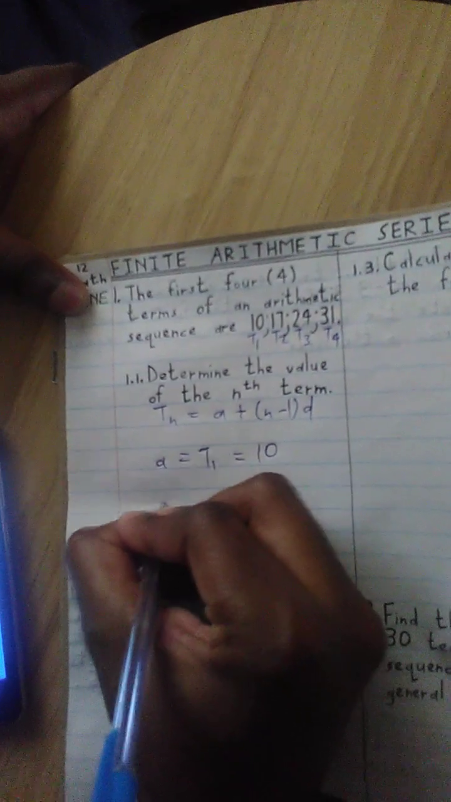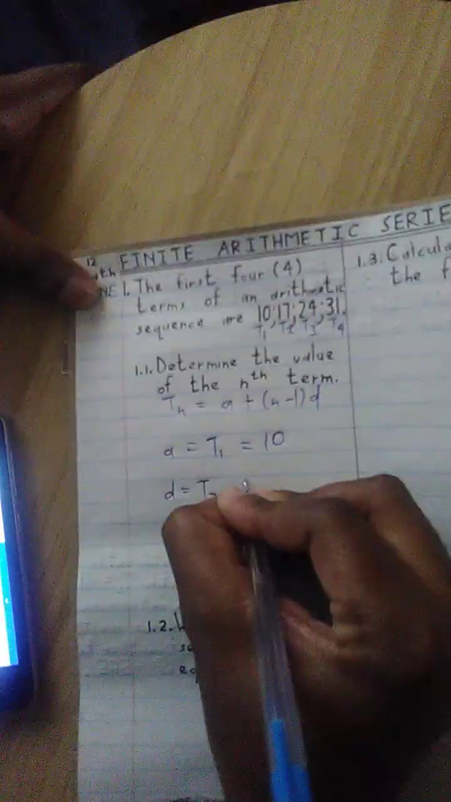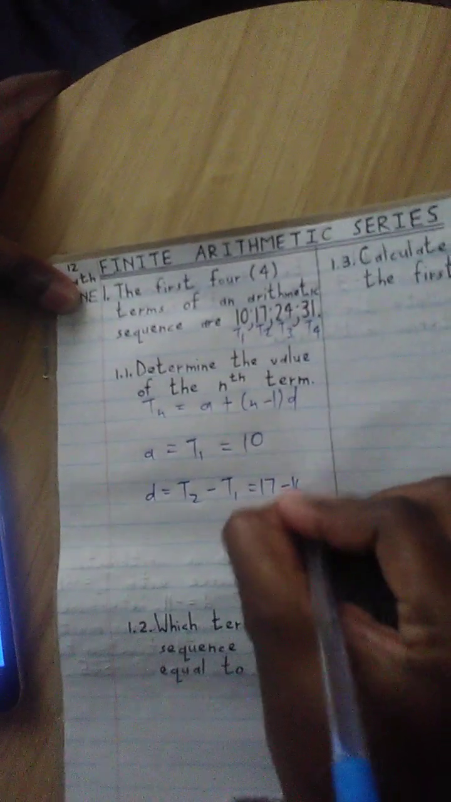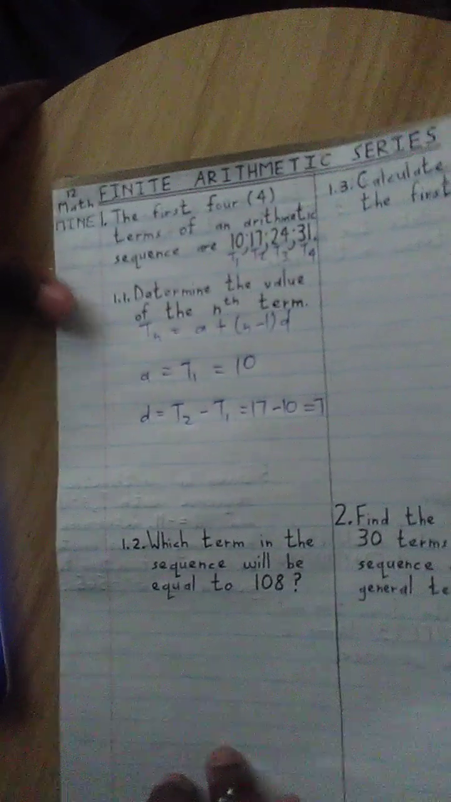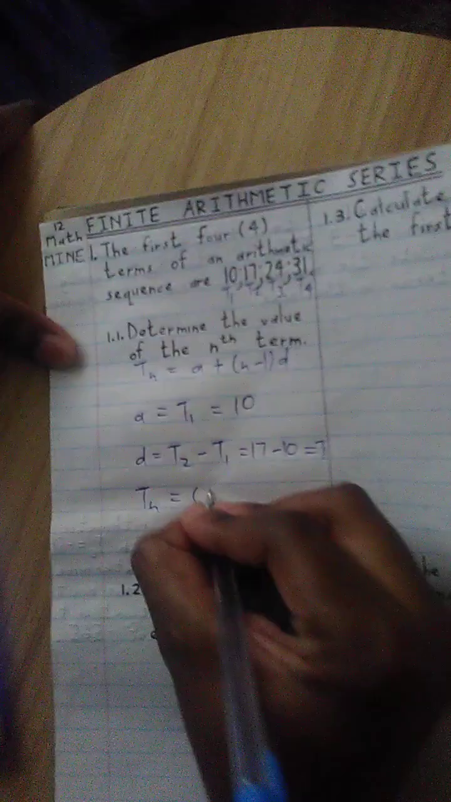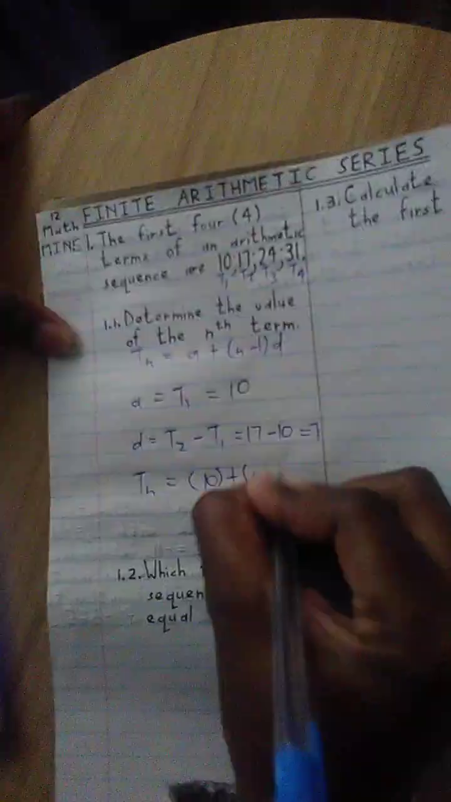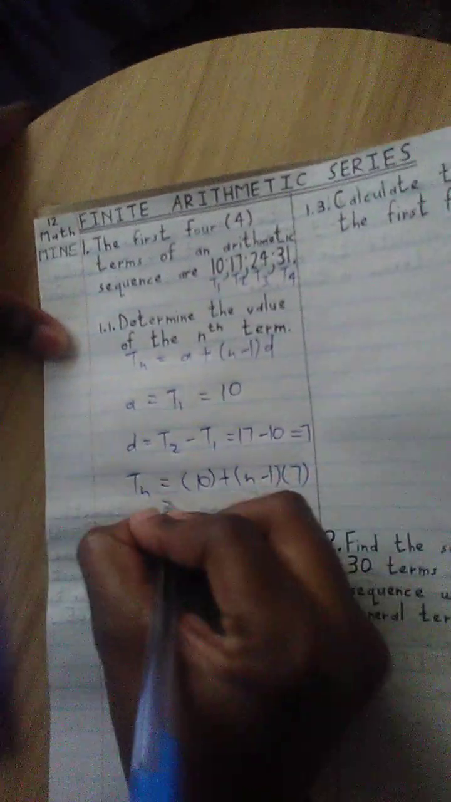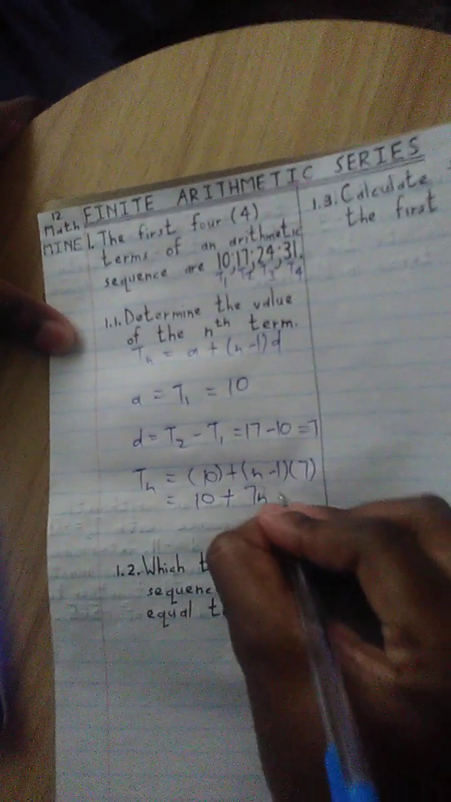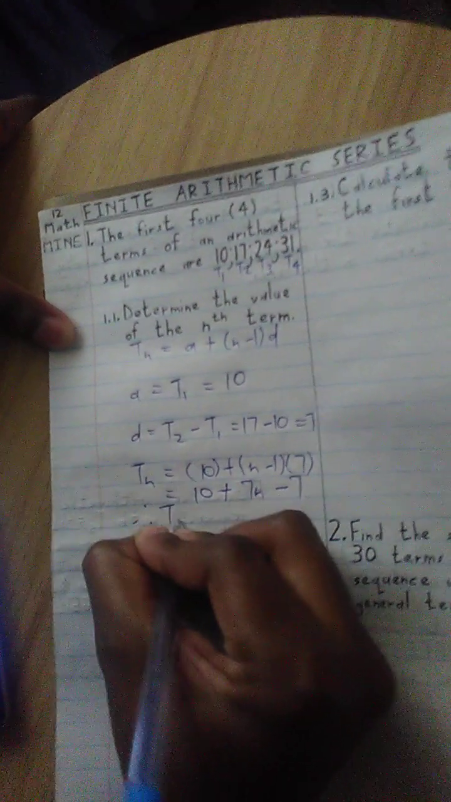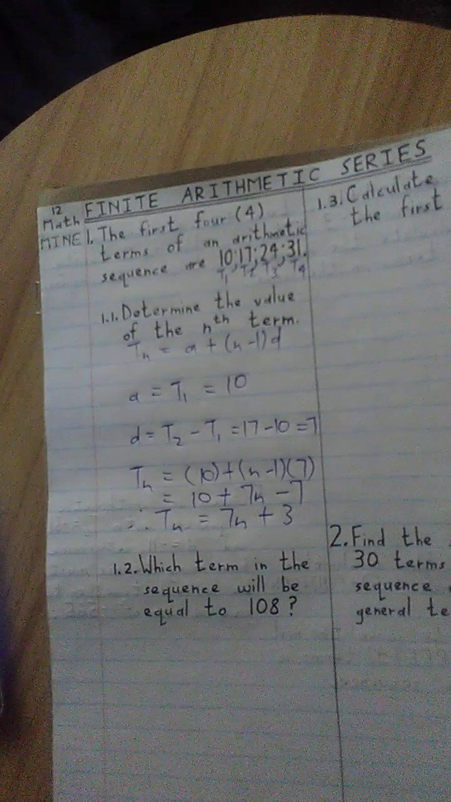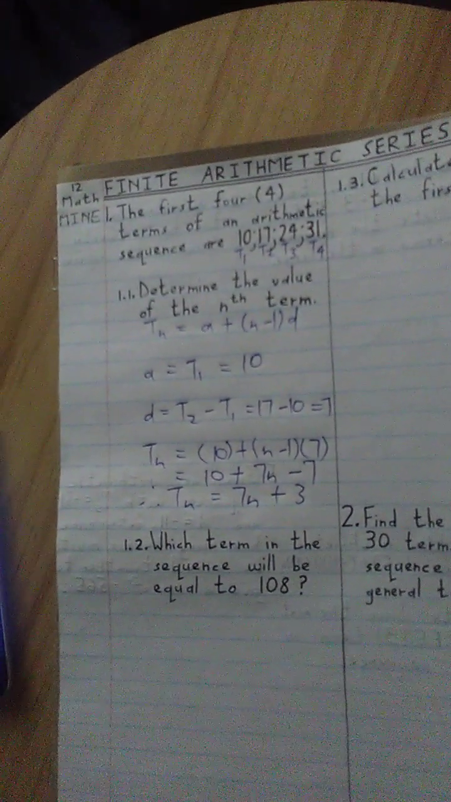And then d is T2 minus T1. T2 is 17 minus T1 which is 10, so 7. So Tn equals a, which is 10, plus (n minus 1) times d, which is 7. 10 plus n times 7 is 7n, negative 1 times 7 is negative 7. 10 minus 7 is plus 3. So 7n plus 3. That's the nth term.